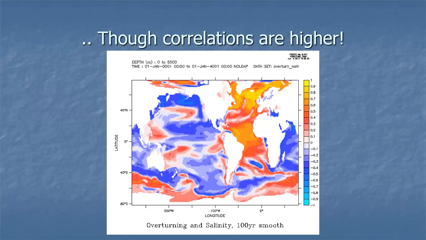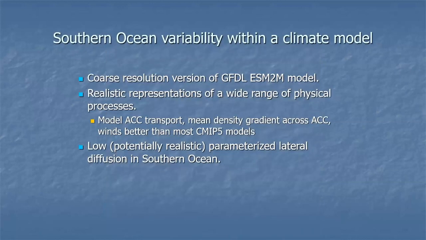So I want to switch gears now and go to the south and present another series of studies. This series of studies was conducted within a climate model that was a coarse resolution version of the one that you just saw. It's a model that has a realistic representation of a wide range of physical processes. And it turned out when we first submitted papers on this, we were told it's a coarse resolution model. It's, you know, a toy model. Why are you wasting our time? How good is the simulation of the Southern Ocean?